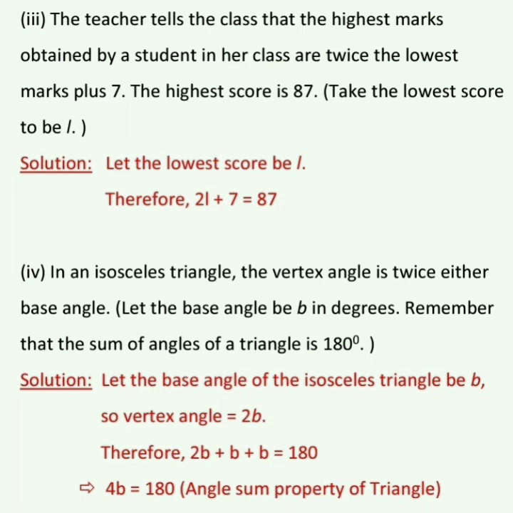देखो, आइसोसेलेस ट्रायंगल के जो 2 बेस एंगल रहते हैं, वो दोनों इक्वल रहते हैं. और यहाँ पे क्या दिया है, जो वर्टेक्स एंगल है, वो बेस एंगल से 2 टाइम्स है. Let the base angle of the isosceles triangle be b. So vertex angle is equal to 2b. Therefore 2b + b + b = 180. 2b vertex angle है और बाकी जो सिंगल b है वो base angle है. Okay. Therefore 4b = 180.